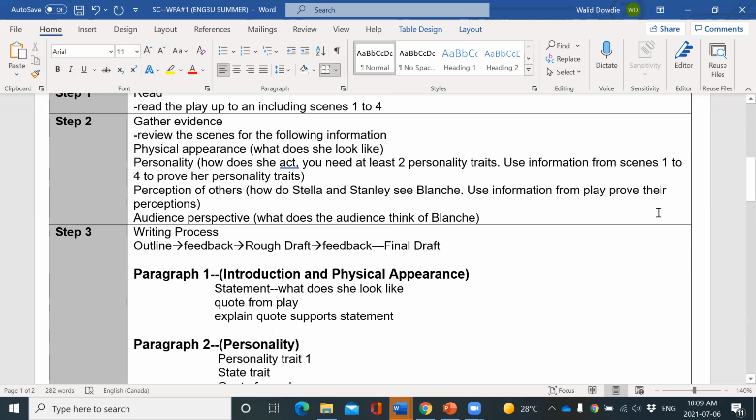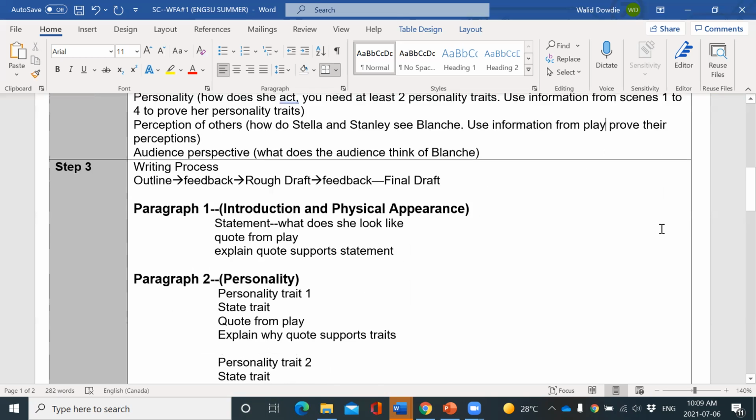Okay, when we go to the actual breakdown of the assignment or the structure, we're looking at the following. Your first paragraph is introduction and physical appearance. So you introduce this as a character sketch for Blanche Dubois, and you talk about what does she look like. Then you have a quote from the play, explain how your quote supports the statement. Then you move on to your personality traits.